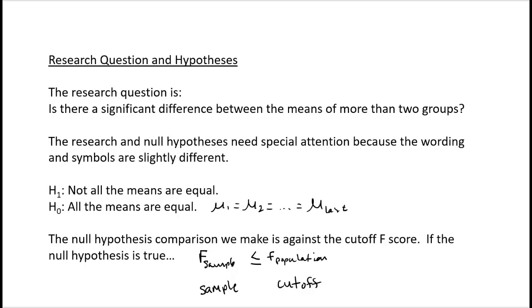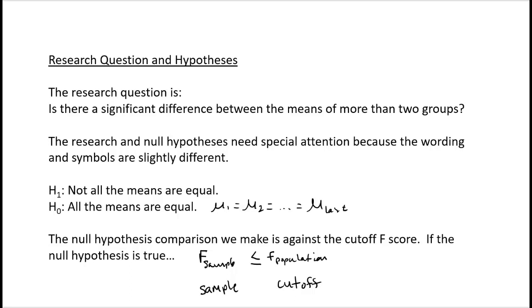The research and null hypotheses need special attention because the wording and symbols are slightly different. So the alternative hypothesis is this: not all of the means are equal. If we have 3 groups, the alternative hypothesis is that at least one of those groups is significantly different than the others. That's all we can say about it.